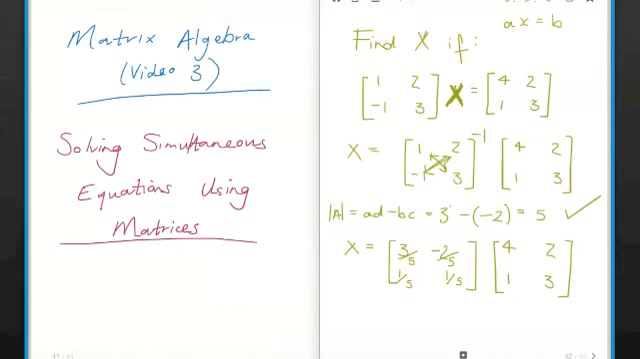And what this gives us, you can do all this working out, is 10 over 5, 0 over 5, 5 over 5, and 5 over 5. And you multiply the two together, which equals 2, 0, 1, 1. So quite simple, finding X.